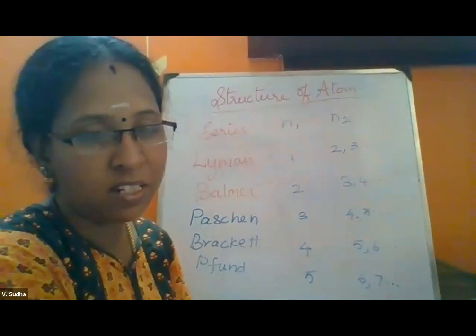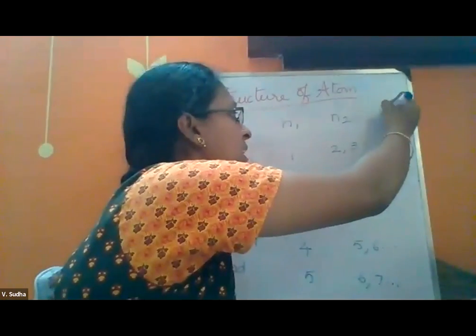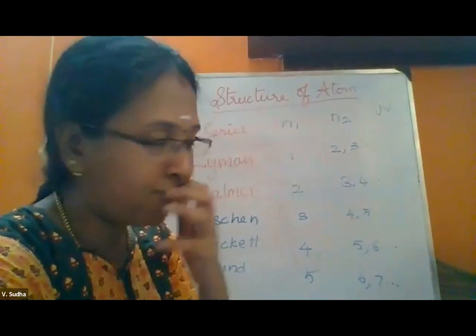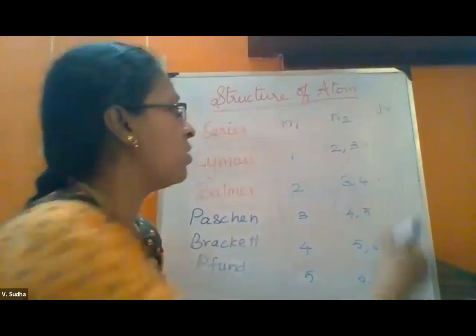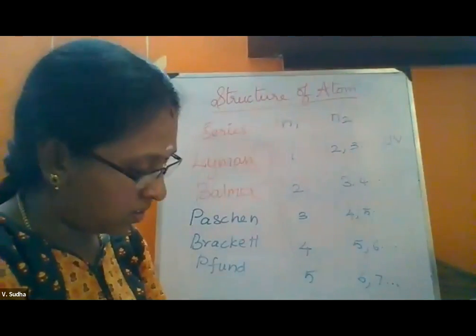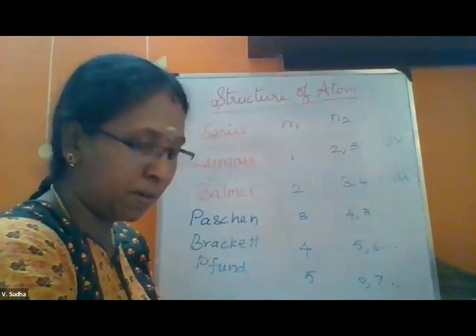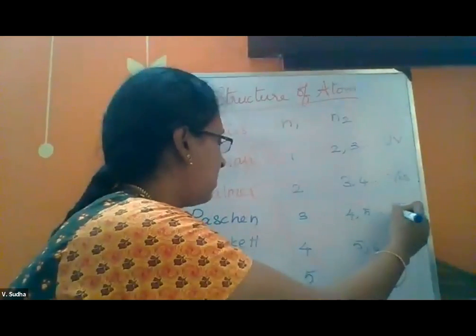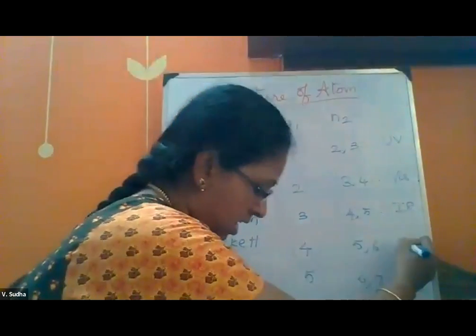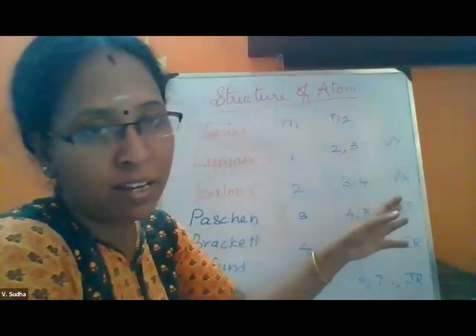Where are the regions it is being observed? Lyman series is observed only in the UV region. Spectral series for Lyman is UV, and Balmer is visible. Next is IR: Paschen is IR, Brackett also IR, and Pfund also IR. Here we say mid IR, far IR.